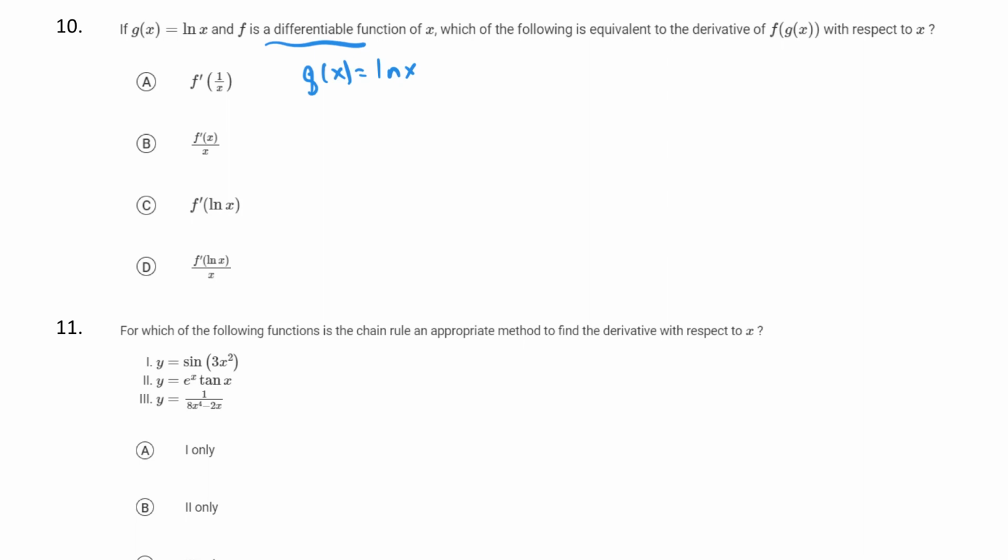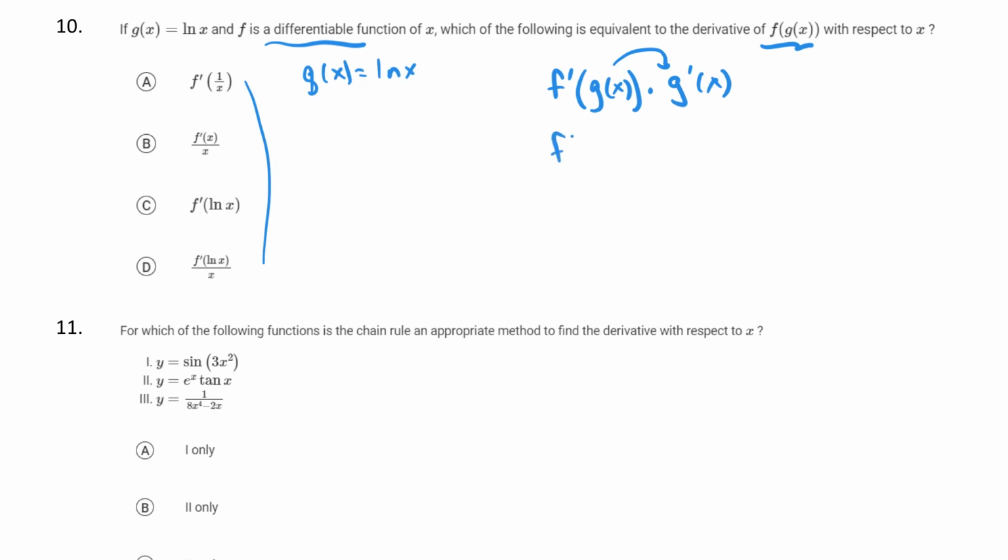looks like we're taking derivatives in our answers when I look at the answer choices, so let's take a derivative of this. Taking the derivative, we need a chain rule, so the derivative of f of g of x would end up being f prime of g of x times, now I've got to chain this, so this becomes g prime of x.